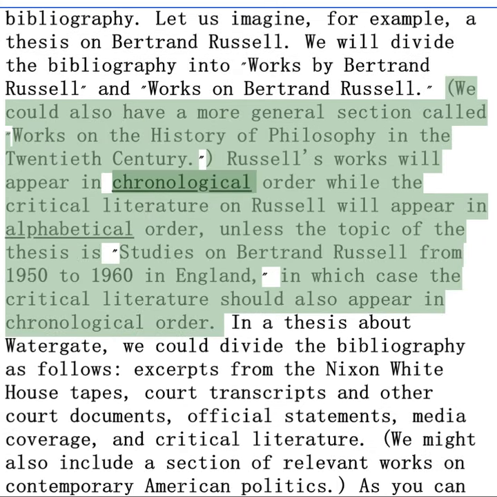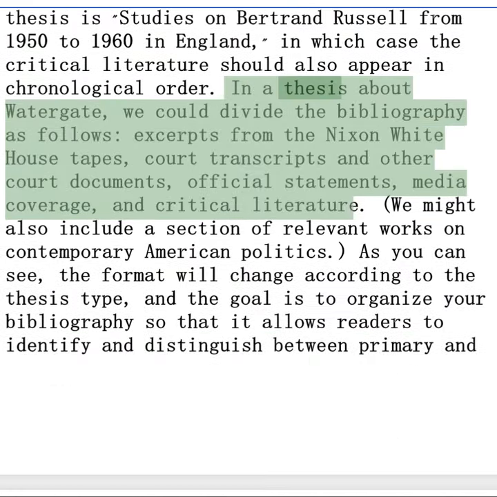Russell's works will appear in chronological order while the critical literature on Russell will appear in alphabetical order, unless the topic of the thesis is studies on Bertrand Russell from 1950 to 1960 in England, in which case the critical literature should also appear in chronological order. In a thesis about Watergate, we could divide the bibliography as follows: excerpts from the Nixon White House tapes, court transcripts and other court documents, official statements, media coverage, and critical literature.